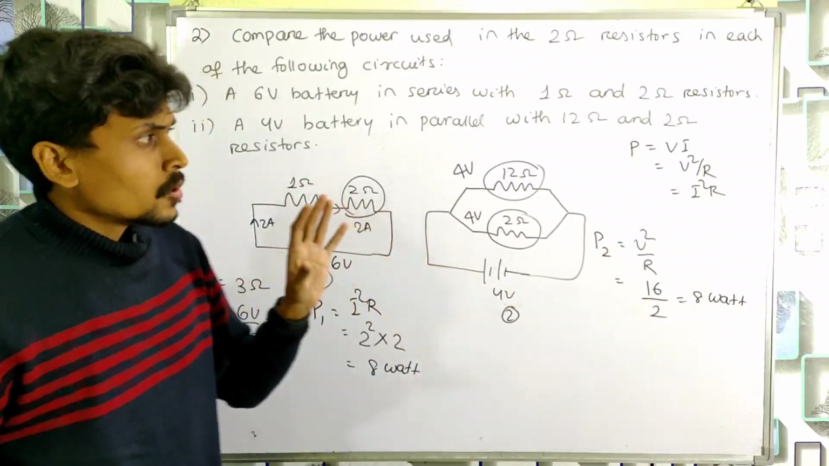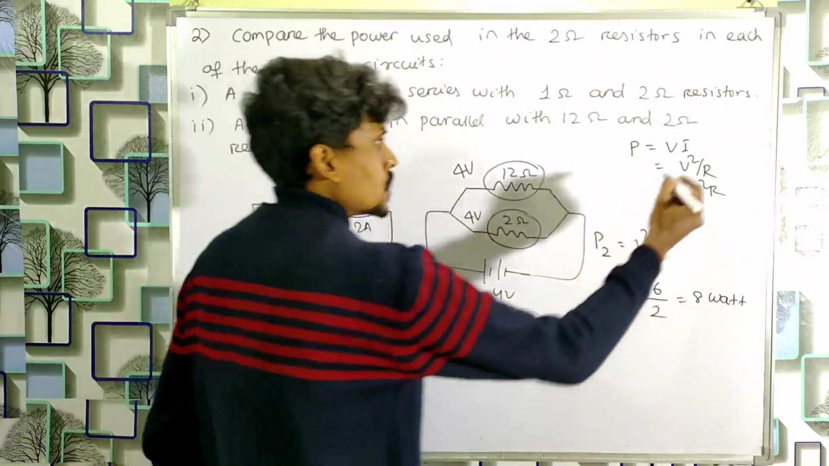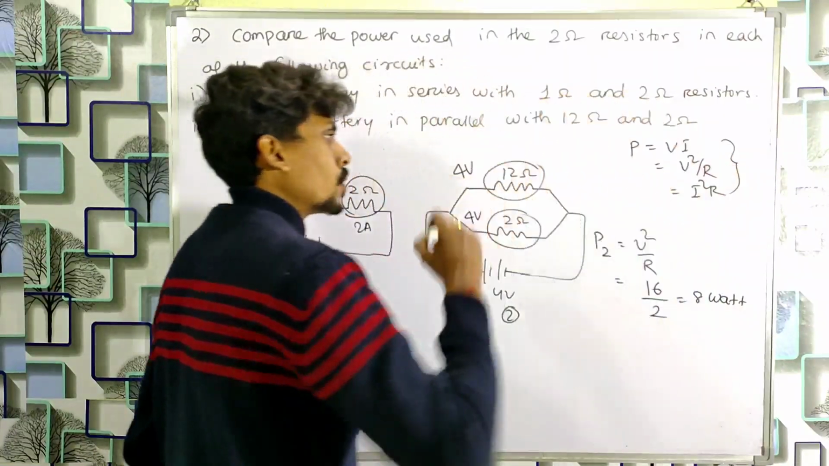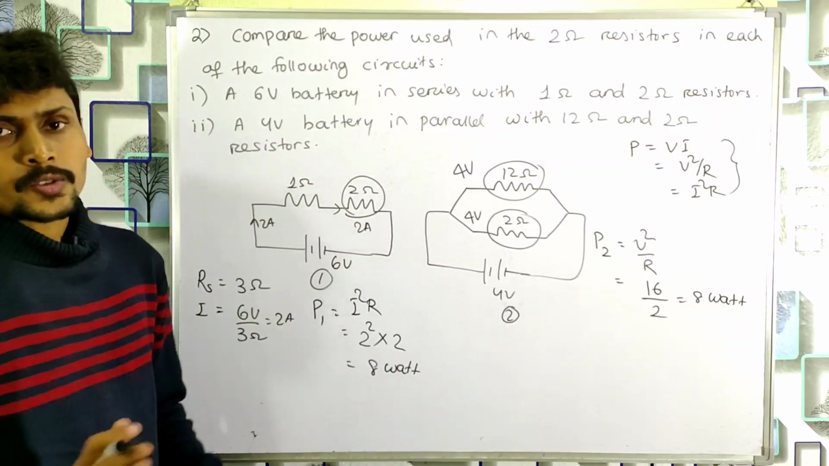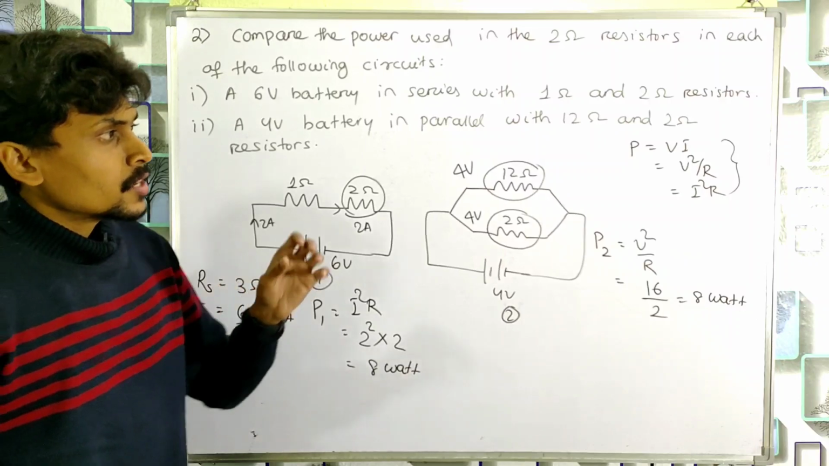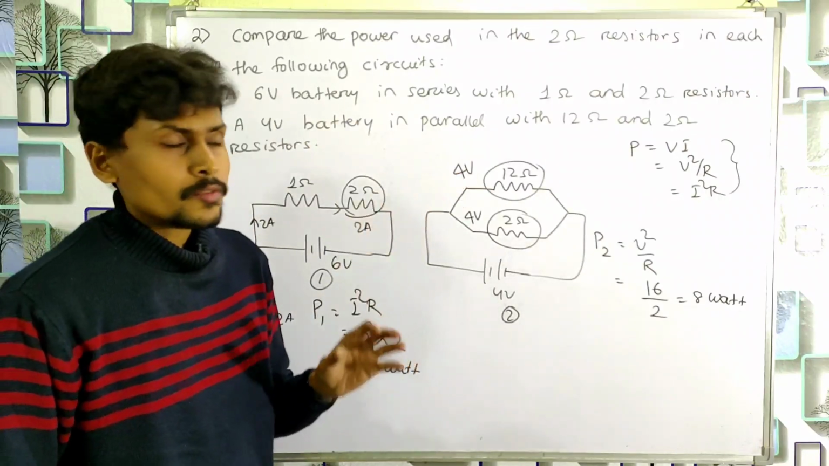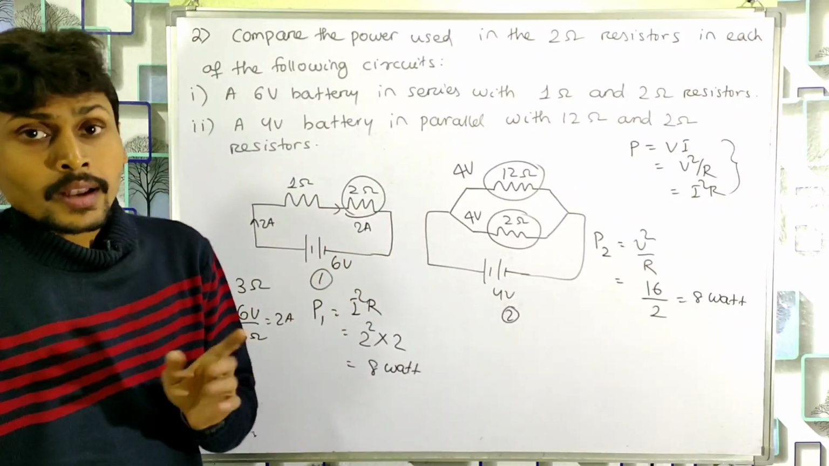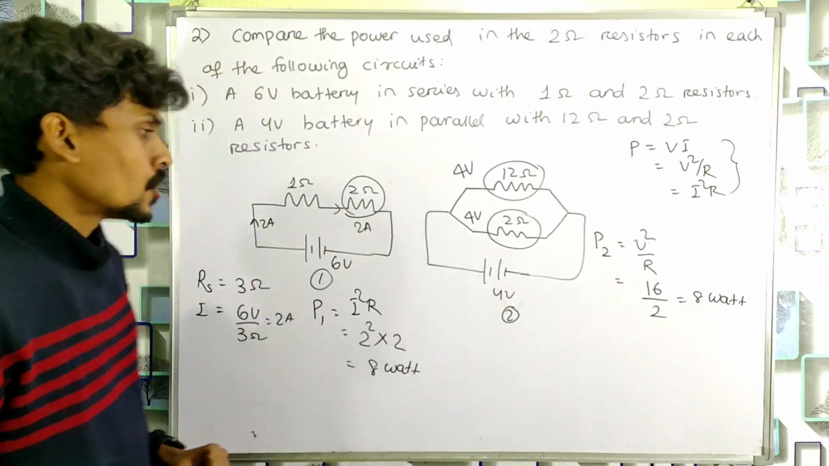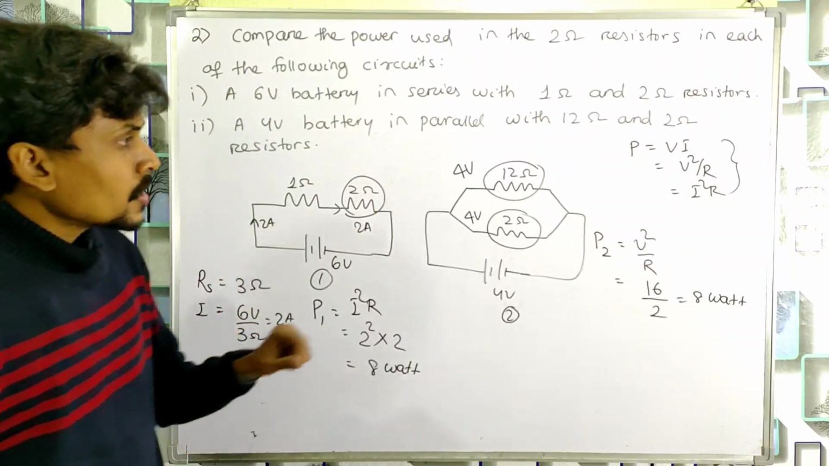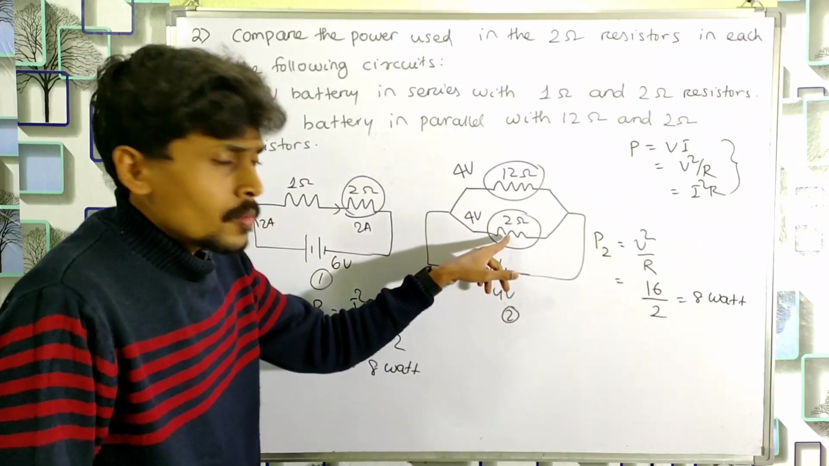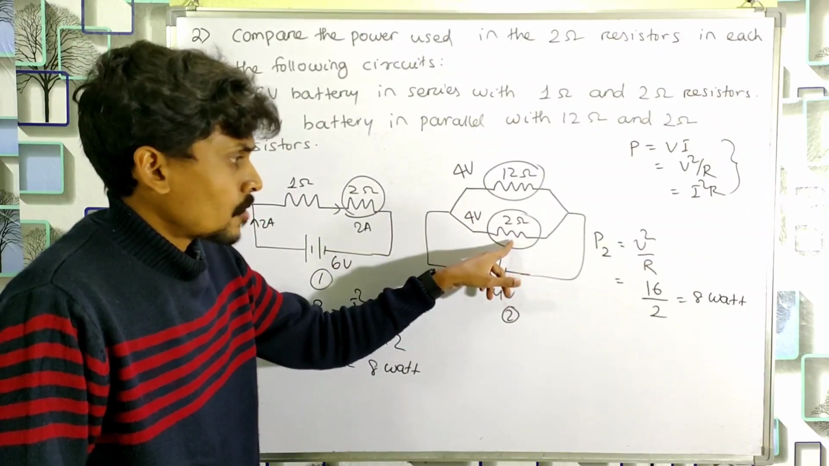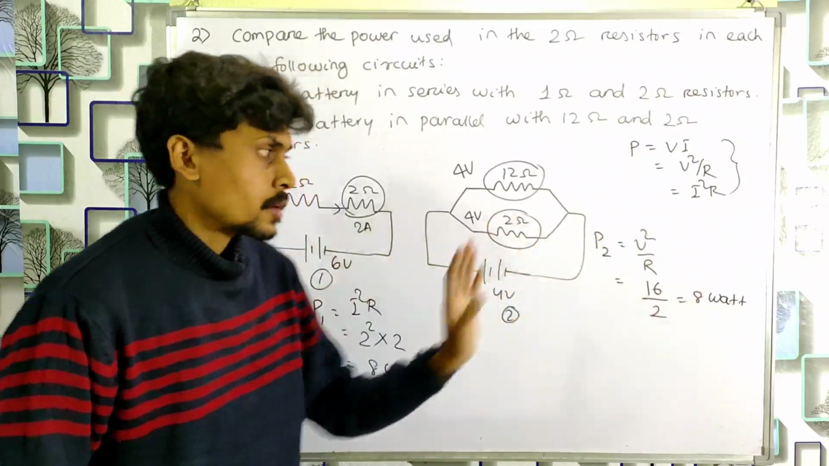So remember that we have these three formulas to calculate power: VI, V square by R and I square R. And remember that if you use any formula, you will get the same answer. Let me show you. In the first case, we saw that the 2 ohm resistor gets 8 watt of power.